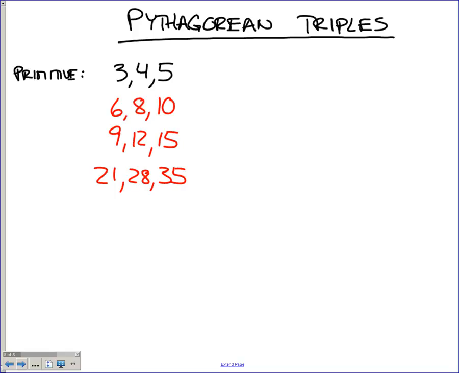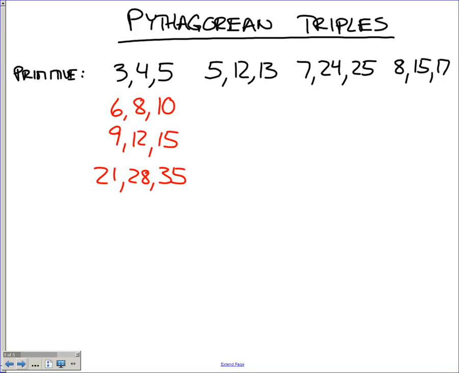Well, the second Pythagorean triple family that we need, its primitive Pythagorean triple is a 5, 12, 13. This is followed by a 7, 24, 25. And then finally an 8, 15, 17. Well, I'm just going to put some other triples that fall in these families.